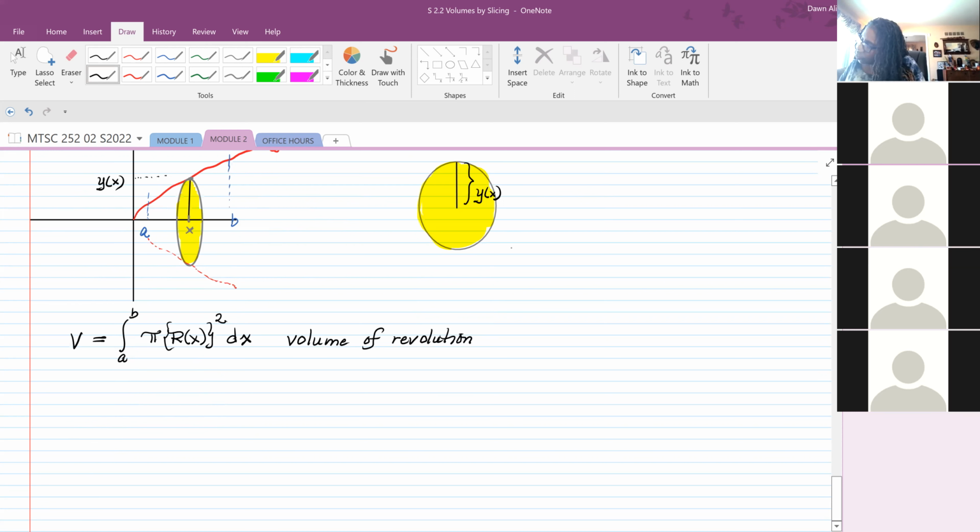And this is the volume of revolution about the x-axis of a region bounded by y equals r of x on the interval a, b.